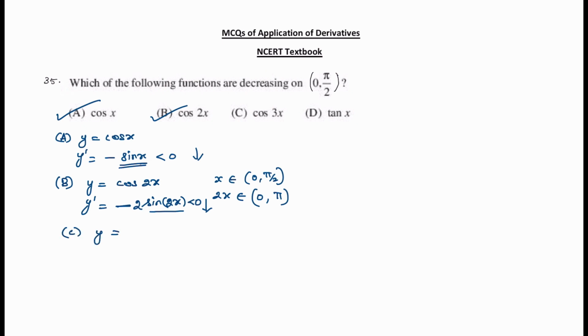Now the third option, y be cos 3x. Derivative of this is minus sin 3x into derivative of 3x is 3. Now x belongs to the open interval 0 to pi by 2 and 3x belongs to, multiply by 3, 0 times 3 is 0, 3 times pi by 2, which is 3 pi by 2. This interval 0 to 3 pi by 2 is first, second and the third quadrants. In the first two quadrants, sin 3x is positive, and in the third quadrant, sin 3x will be negative. And the whole y dash, that is minus 3 times sin 3x in the first two quadrants will be negative, and in the third quadrant, it is going to be positive. So we say that in the given interval, it neither increases nor decreases.